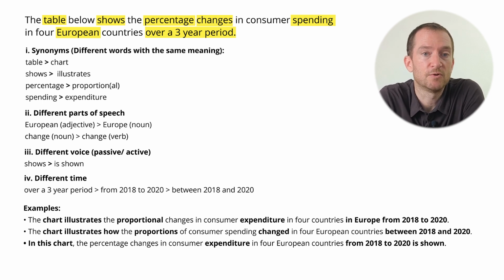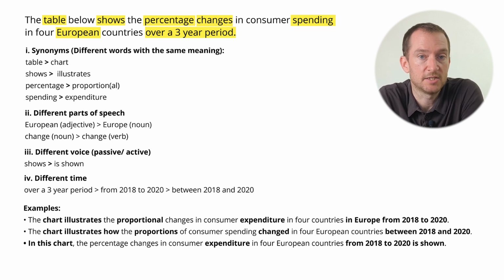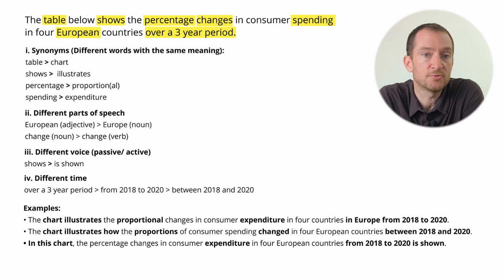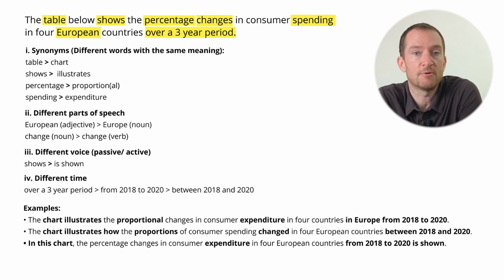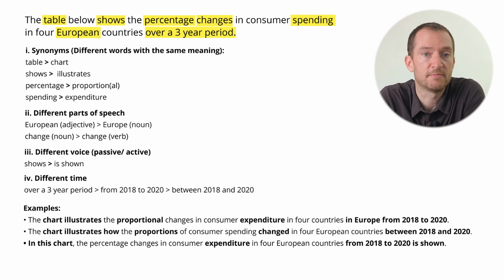Next, we should look for different parts of speech which we can use. In this task, we could easily replace the adjective European with the noun Europe. We might also be able to use the verb form of change instead of the noun. It's also sometimes possible to change the voice from active to passive voice, or vice versa. In this example, it's possible to change show from the active verb to the passive voice form of the verb. In this case, we would put is shown at the end of the sentence.